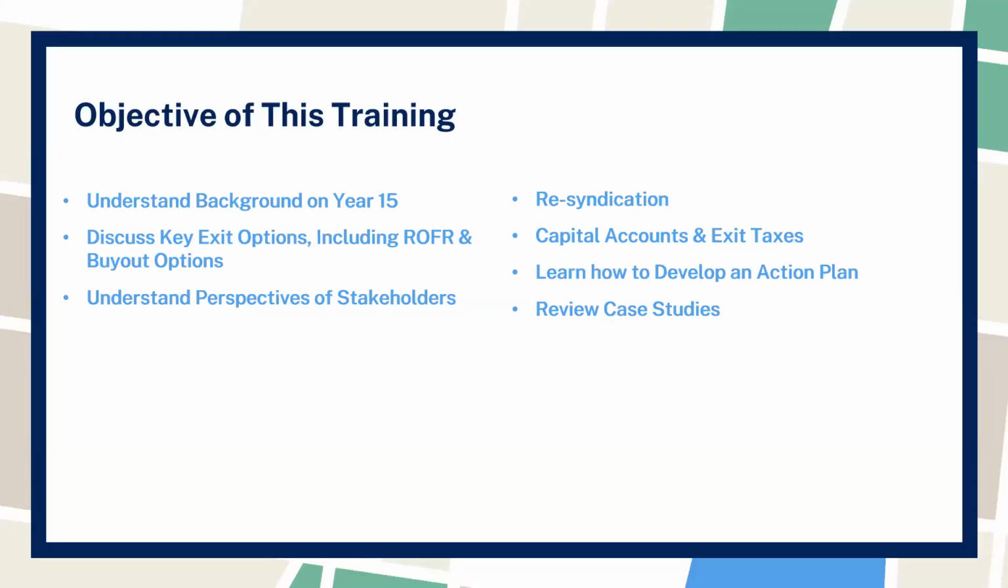The overall objectives of the training. Today, we're going to try to give you a brief overview of what the Year 15 process is. We'll dig into some of the items deeper than others. In particular, we will look closely at the right of first refusal and the buyout options and some other hot button items that come up at Year 15. We'll want to understand the viewpoint of the stakeholders, what their perspective is on Year 15, what their motivations are at Year 15. And that's a very important component when it comes to negotiating through the process if a negotiation is involved, or really even just speeding up the process and making it more efficient if you understand where your other stakeholders are coming from and what their needs are.